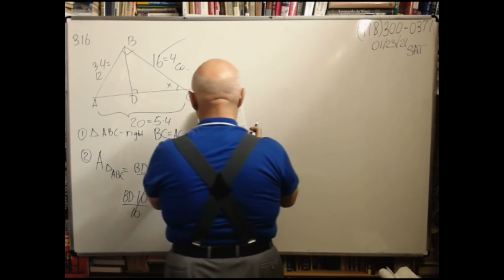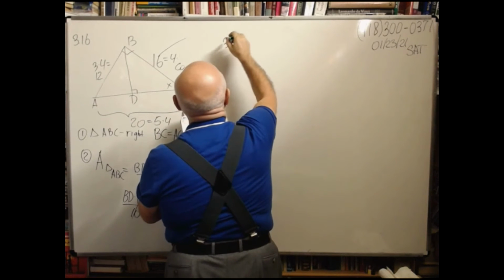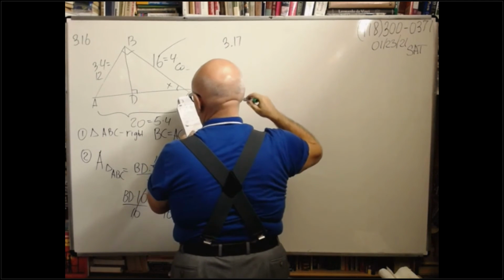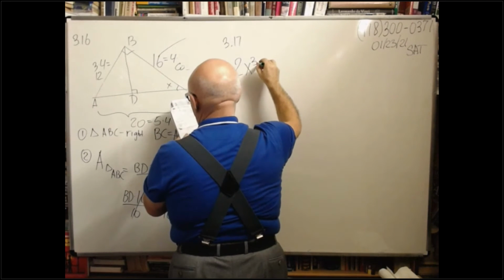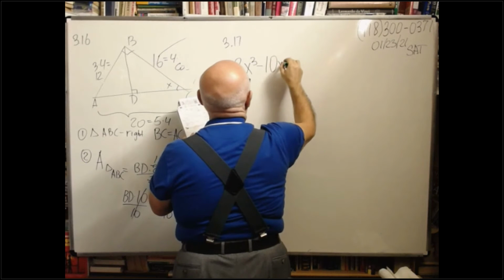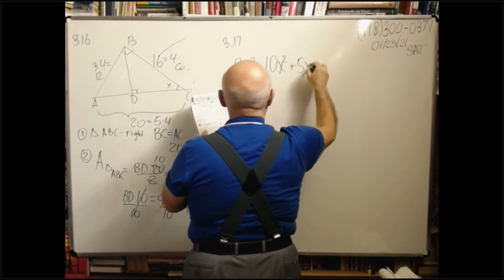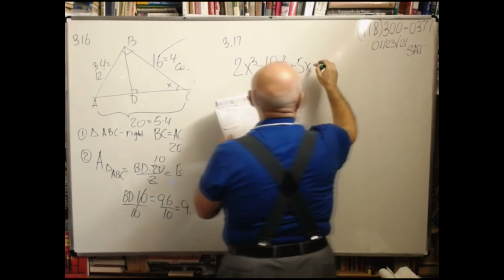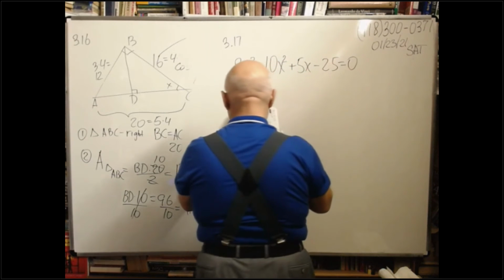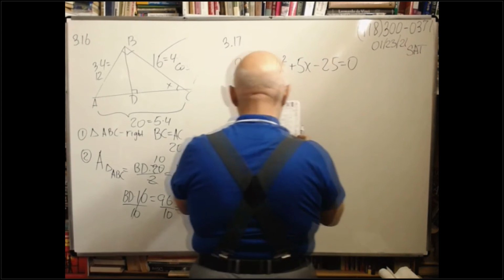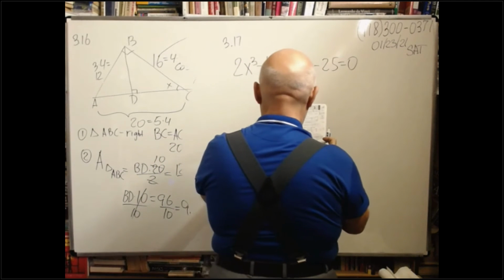You have, what is it? 317. 2x cubed minus 10x squared plus 5x minus 25 equals 0. What they ask you to find? For what real value of x equal? Okay.